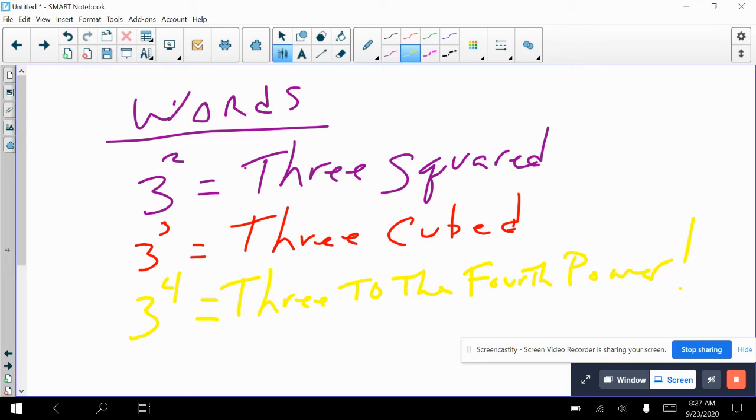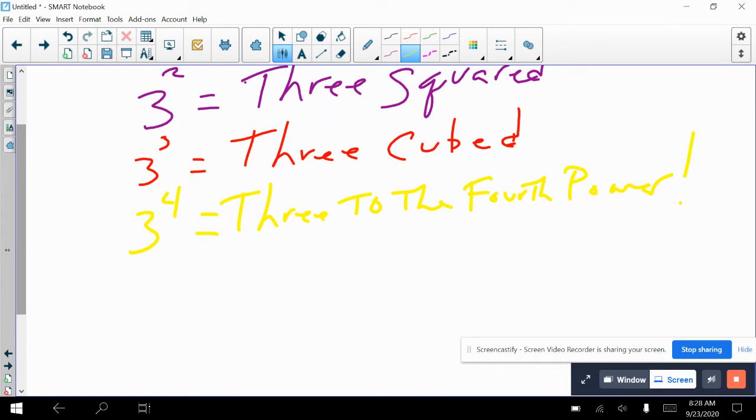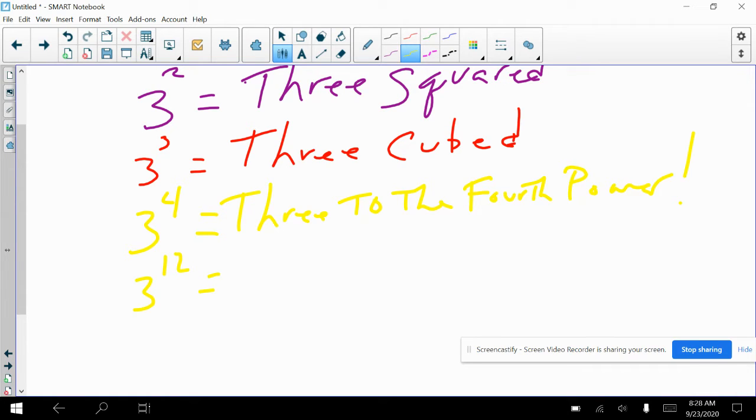Okay, listen carefully. When the exponent is 2, we use the word squared. When the exponent is 3, we use the word cubed. After that number, there is no other special number. You hear me? Okay, you would simply say the base number, in this case, 3 to the 4th power. Okay, if it was to the 12th power, what would you say? 3 to the 12th power, right. There are no other special words other than squared or cubed.